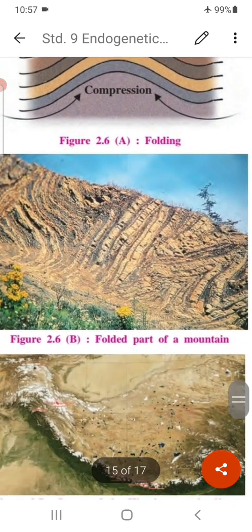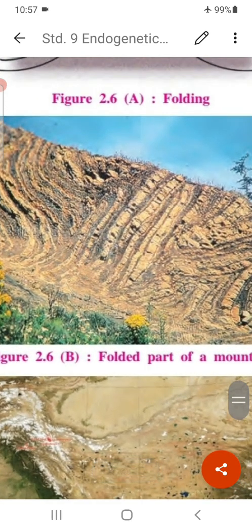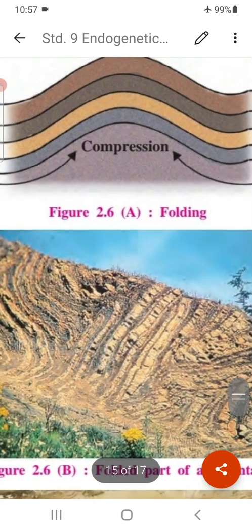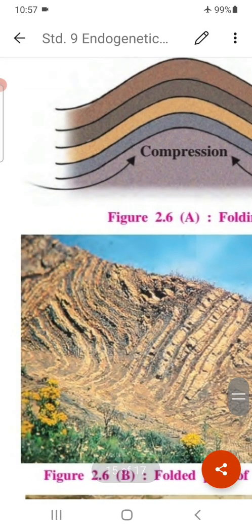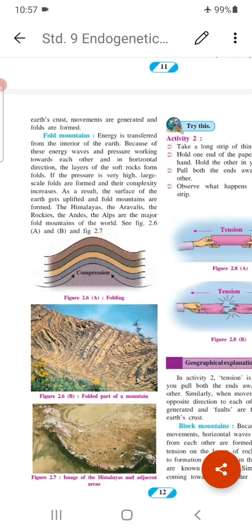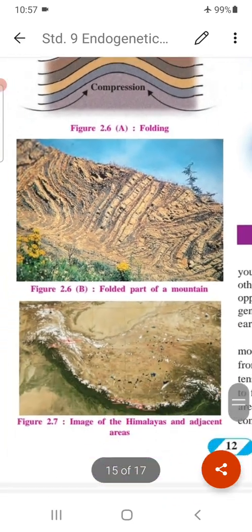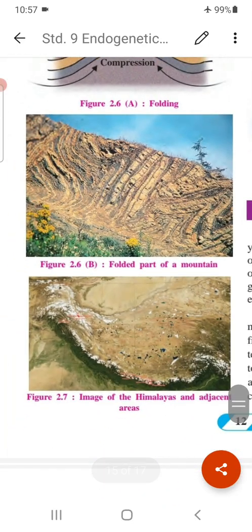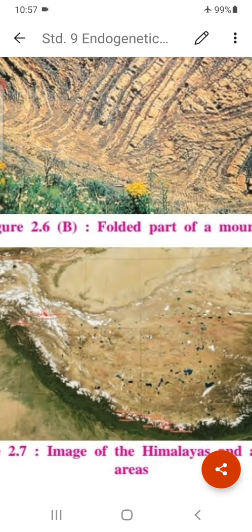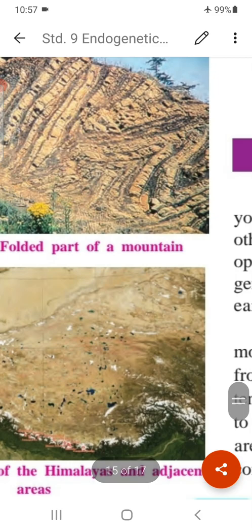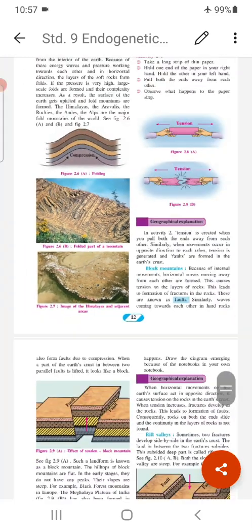Fine. These are the fold mountains, the folded part of a mountain. Can you see clearly here? Folds are formed. How are the folds formed? What is the reason behind that? We have seen right now. Now an image of the Himalayas and adjacent area is shown here. There are also folds. You can see clearly in this picture.